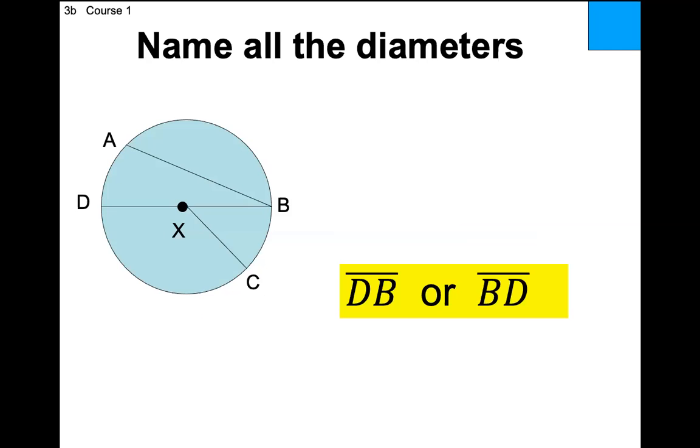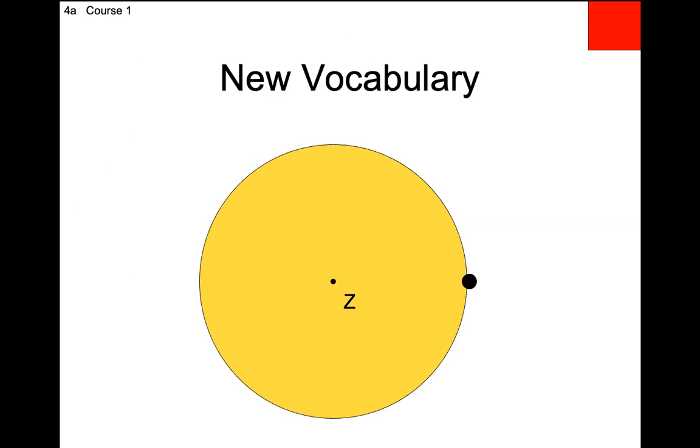Okay, a diameter is a chord that goes through the center. Does AB go through the center? No. All right, more vocabulary. Take a guess what I'm going to ask you. You're going to ask us about the radius.